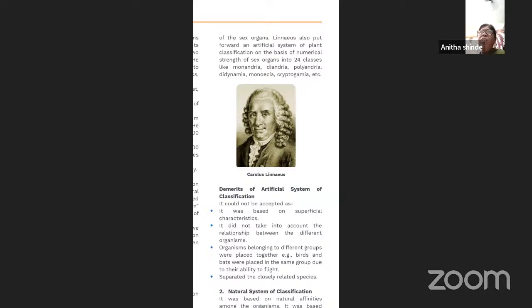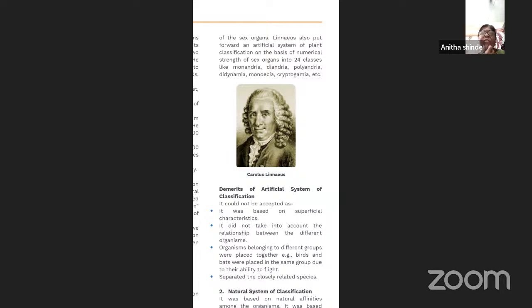Like you have androecium and gynoecium. The androecium is the male, whereas the gynoecium we talk about as the female. Based on that, he classified them into monandria, diandria, polyandria, then didynamia, monoecia, cryptogamia, etc. So this is about the artificial system of classification. Not much has been given; they have only classified based on that, and only one scientist, Carolus Linnaeus, put forward his views in classifying based on the artificial system.